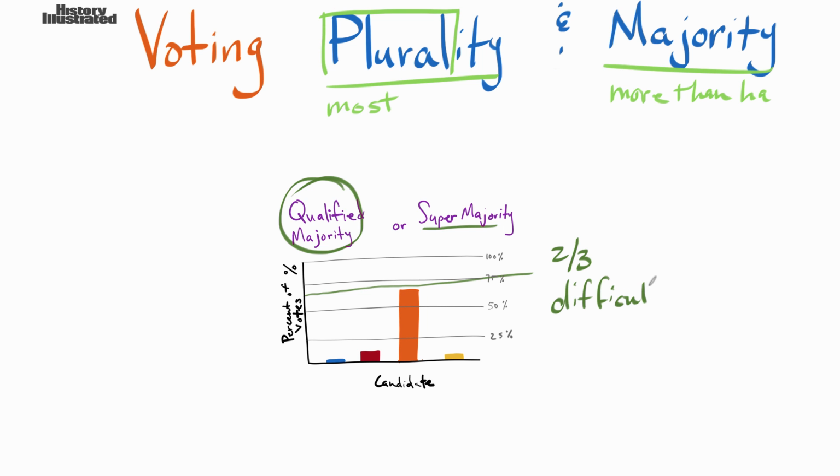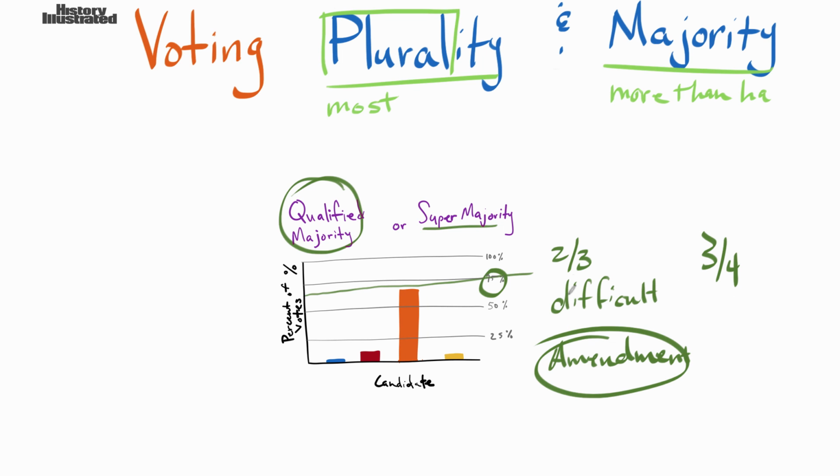In our country, we have this set up at 75% for amendments. So you would have to have 75%, or 3/4, of the votes just to make an amendment to the Constitution. Those are called supermajorities. So please remember that whenever we're talking about voting, there are many different ways to win a vote.